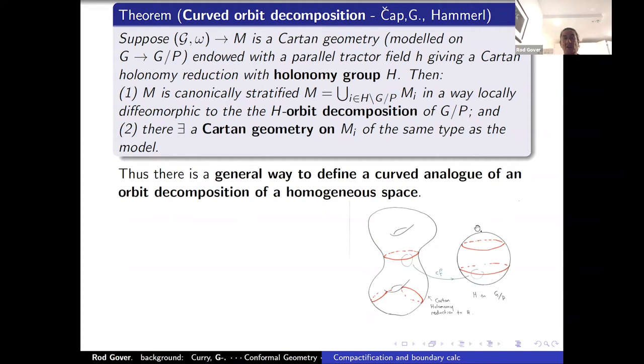And these orbit decompositions basically arise from parallel tractors. So that's the connection with parallel tractors. They give you what are called the holonomy reductions.